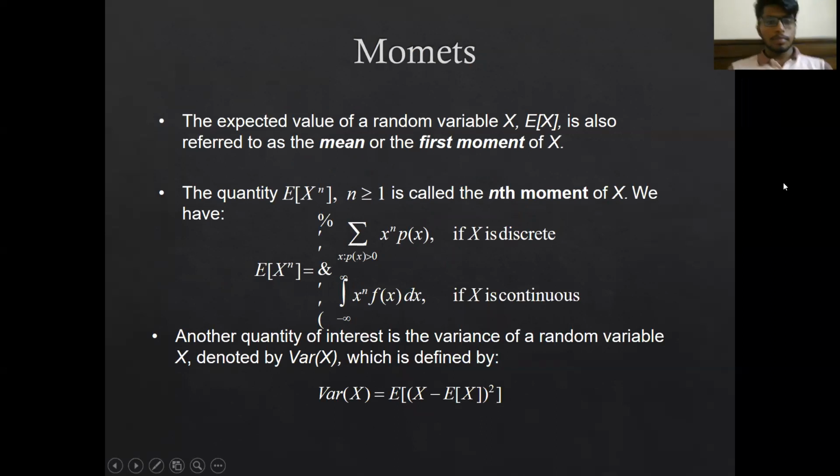Moments. The expected value of a random variable X, E[X], is also referred to as the mean or the first moment of X. The quantity E[X to the power n], for n greater than or equal to 1, is called the nth moment of X. It equals the summation of x to the power n times p(x) if X is discrete, and the integral from minus infinity to infinity of x to the power n f(x) dx if X is continuous. Another quantity of interest is the variance of a random variable X, denoted Var(X), which is defined by Var(X) equals E[(X minus E[X]) squared].